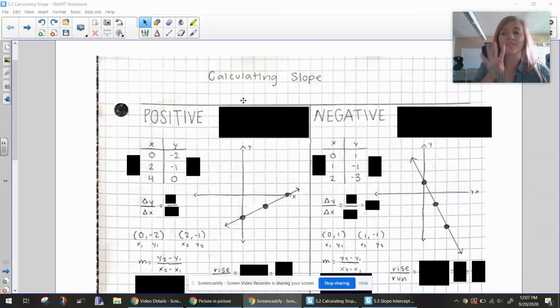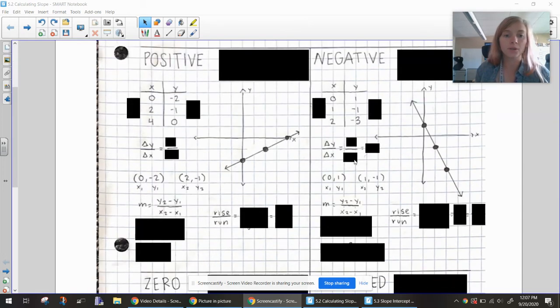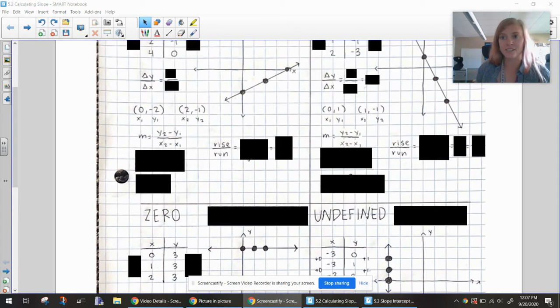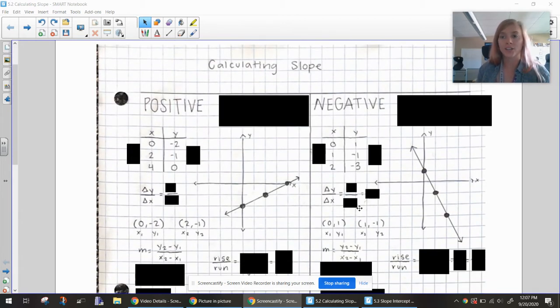We're going to look at the four different kinds of slope in this video. We'll look at positive slope, negative slope, zero slope, and undefined slope. And we'll also learn how to calculate each slope using a table, a graph, and 2 points. So let's start with positive slope.